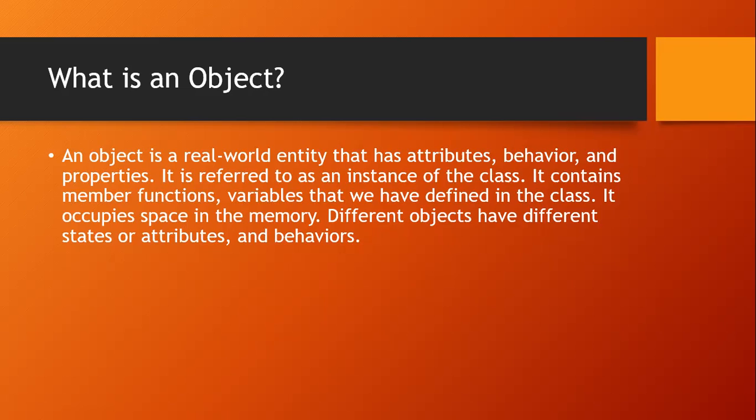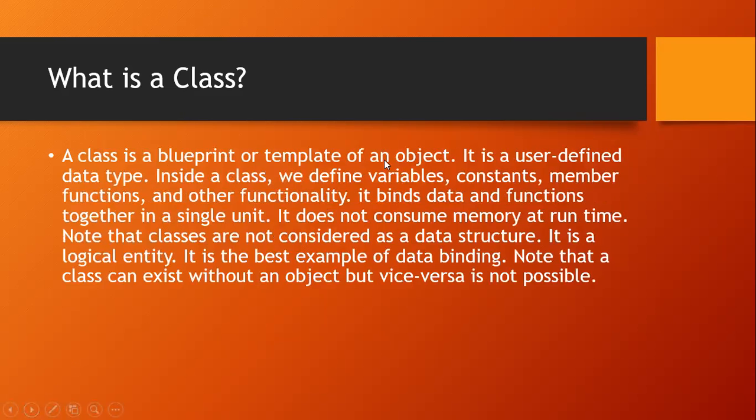Now, since we have the term class here, let's understand what is a class in the next slide and come back to object. A class is a blueprint or template of an object. It is a user-defined data type. Inside a class, we define variables, constants, member functions, and other functionality. It binds data and functions together in a single unit. It does not consume memory at runtime.